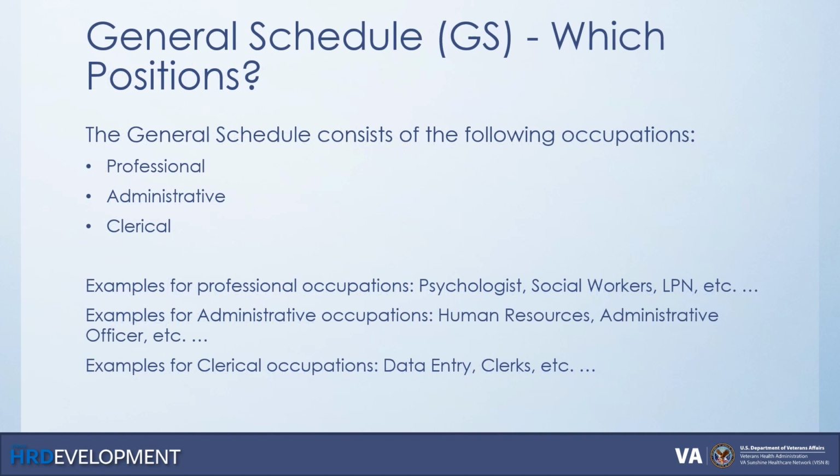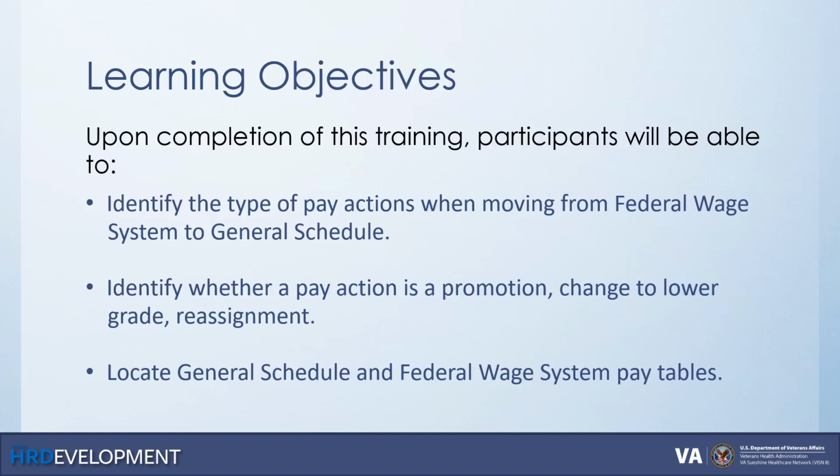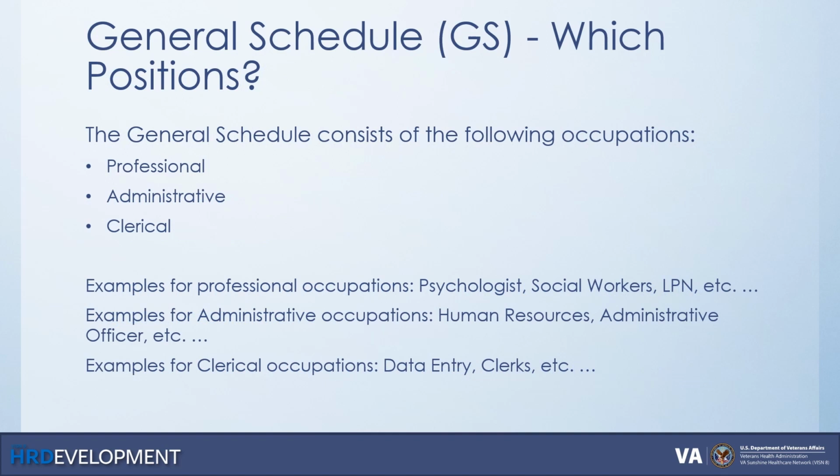General schedule positions. Which positions are we talking about? The general schedule consists of the following occupations: professional, administrative, and clerical. Examples for professional occupations are psychologists, social workers, LPN, etc. Examples for administrative occupations are human resources, administrative officers, etc. And examples for clerical occupations are data entry clerks, etc.